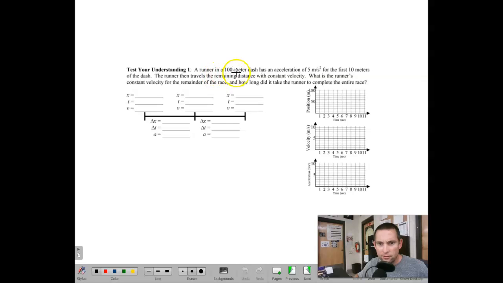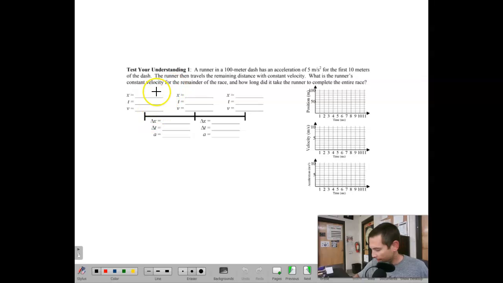The runner then travels the remaining distance with a constant velocity. What is the runner's constant velocity for the remainder of the race, and how long did it take to complete the race? Well, I'm going to do one better question. I'm going to answer everything about this situation.